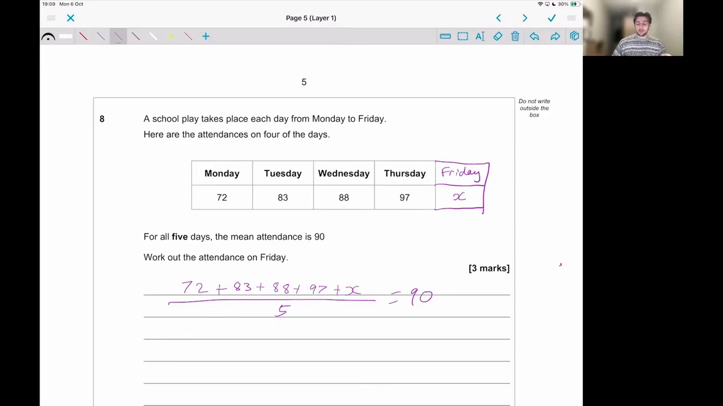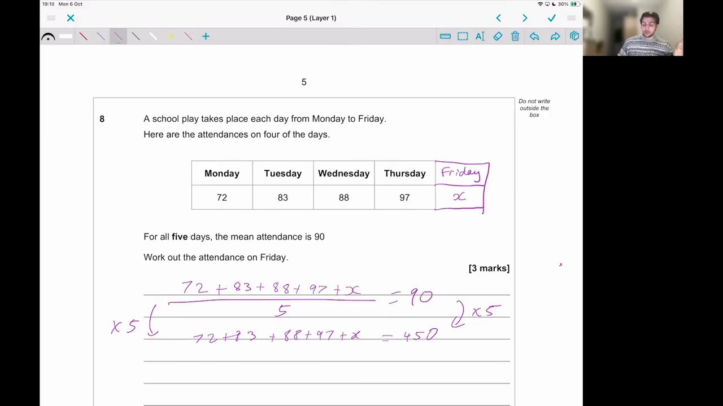So let's start by undoing the fraction, right? I've got a lot of numbers being added together and then divided by 5. So let's undo that dividing by 5. We're going to multiply by 5 to undo the fraction. Need to do the same thing to the right-hand side to keep the equation equal. So we're going to get 72 plus 83 plus 88 plus 97 plus X equals 90 times 5, or 450.